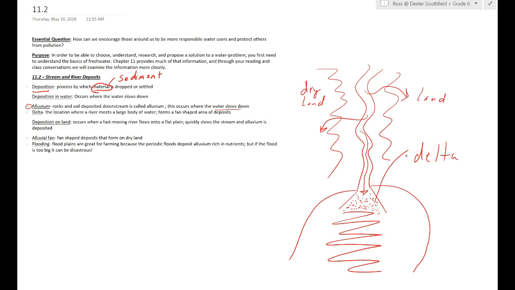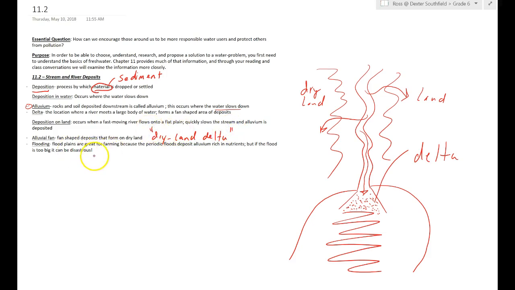So an alluvial fan is basically just deposits of material that form up on dry land. Essentially, it's the same thing as a delta, but rather than being in a body of water, it's on dry land. So we can call this a dry land delta, is one way you could describe that.